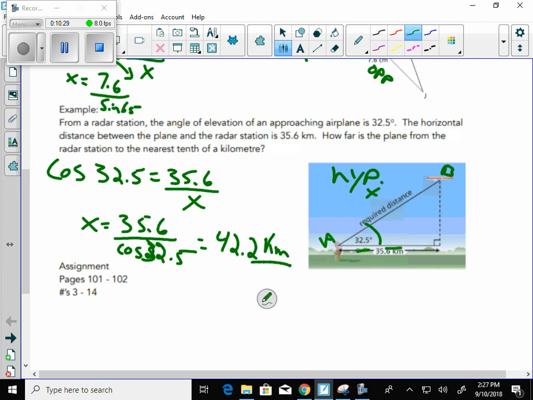That's what I did on the last one. 42.2 kilometers. Let's see what you do, Julia. I don't even know what to do. Okay, so go 35.6 divided by. You know what to do.